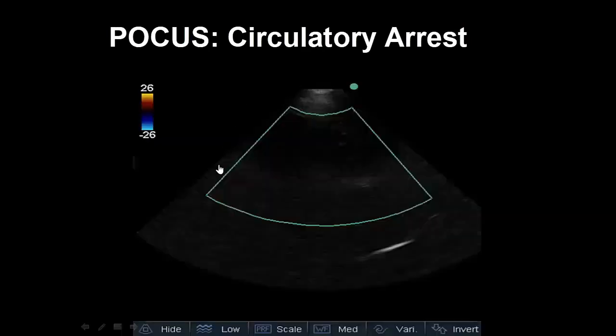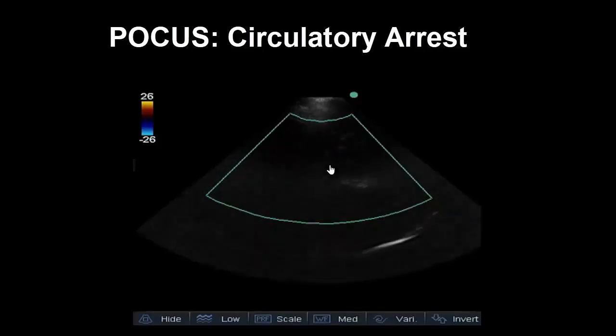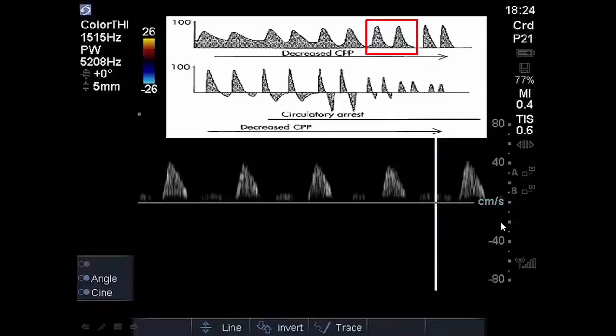So here we've put a color box over where the MCA should be. And what we see here are flashes of flow, not continuously throughout the systolic or diastolic phases. This is indicative of cerebral circulatory arrest. Typically, we would see red blood flow going towards the probe, as indicated by our Nyquist here, in both the systolic and diastolic phases. But that is not what is seen here.